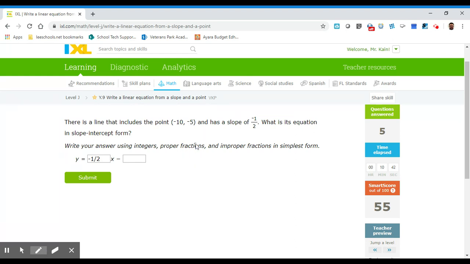Let's write the equation of a line, which is y equals mx plus b. M is the slope, b is the y-axis intercept. And now let's plug things in. We know our x, we know our y, and we know our slope. So the y is -5. The slope is -1/2. And the x is -10.